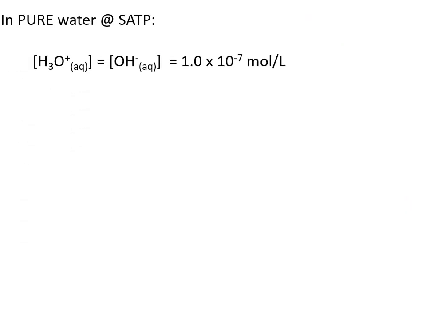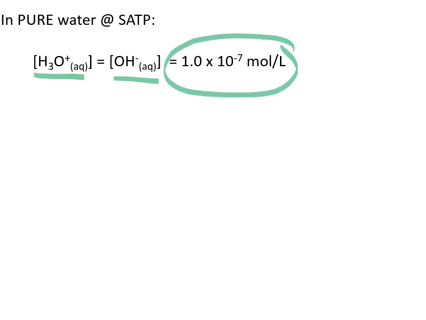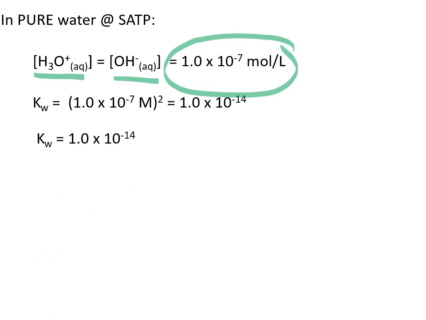So in pure water at SATP, room temperature, it turns out that the concentration of hydronium is also equal to the concentration of hydroxide. That's why water is neutral. The concentration of hydrogen ions, or hydronium to be proper, and hydroxide ions are equal. And it works out that they are 1 times 10 to the negative 7 moles per liter. So now you can drop that into the equilibrium expression for the autoionization of water, and you can see that the K value for the autoionization of water is 1 times 10 to the negative 14. You may recognize that number.